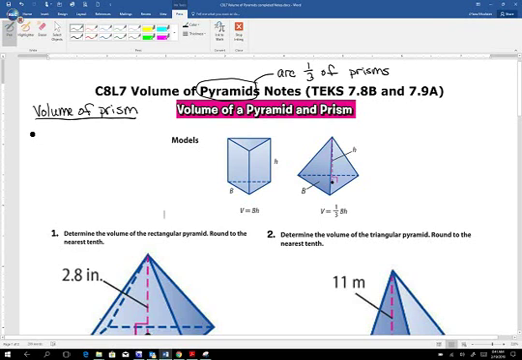previously, and we found that for a rectangular prism, volume equals length times width times height. Then we talked about triangular prisms. Volume equals length times width times height divided by 2. And we do this because a triangle is half of a rectangle.